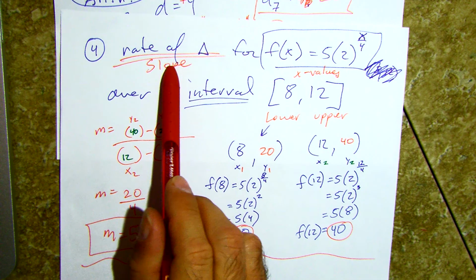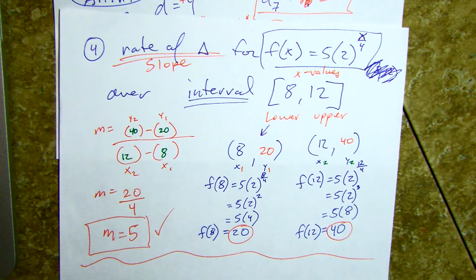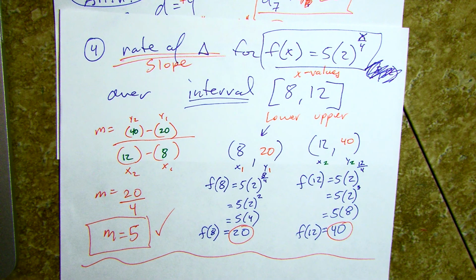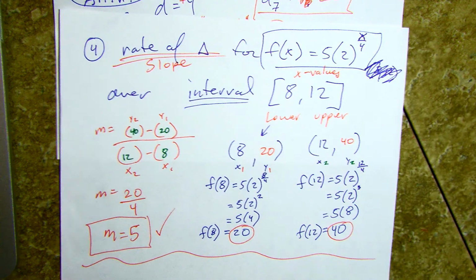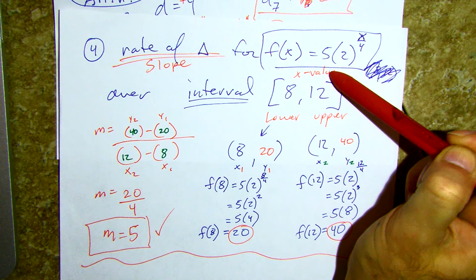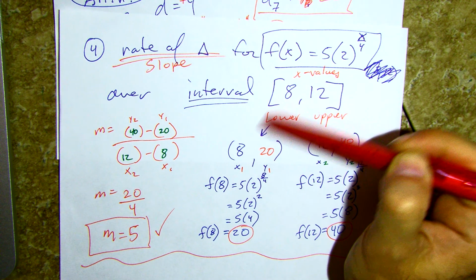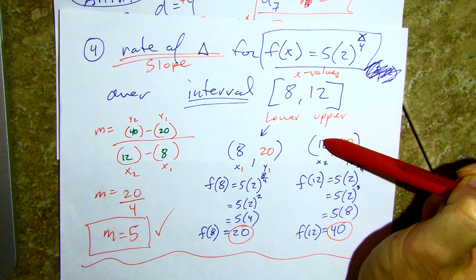Let's see. We're given the function and the interval, which are x values, lower and upper limit. We plugged the point to complete here. X is 8. X is 12, finding the y value that corresponds. Then we have the 2 points to find the slope between. We found the slope using the slope formula, and voila, we have it.